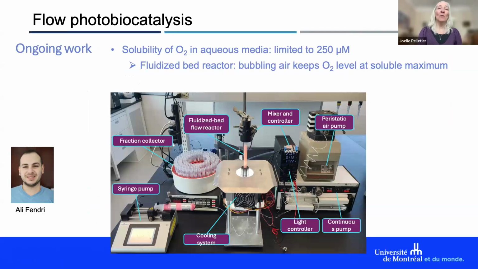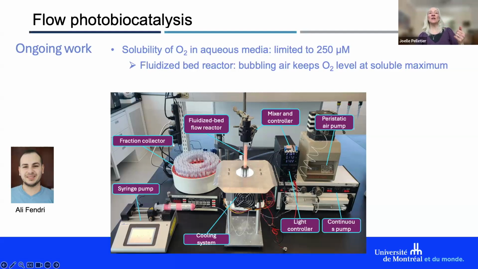And so ongoing work is to convert this into a fluidized bed reactor. The reason is that the solubility of oxygen in the aqueous media is, by physics, limited to a relatively low concentration, and it is therefore spent quite rapidly. And that's really the limiting factor.